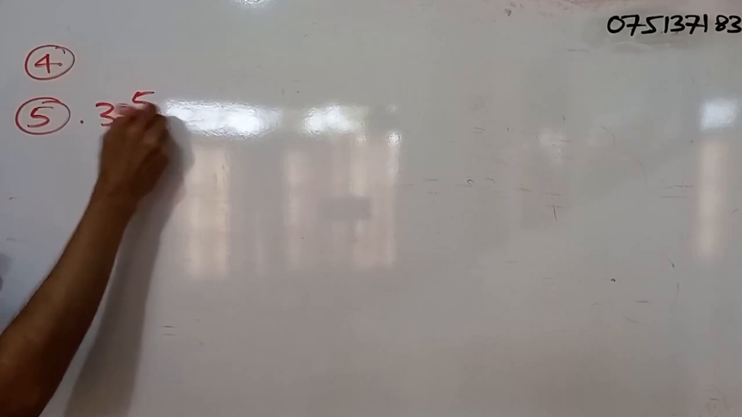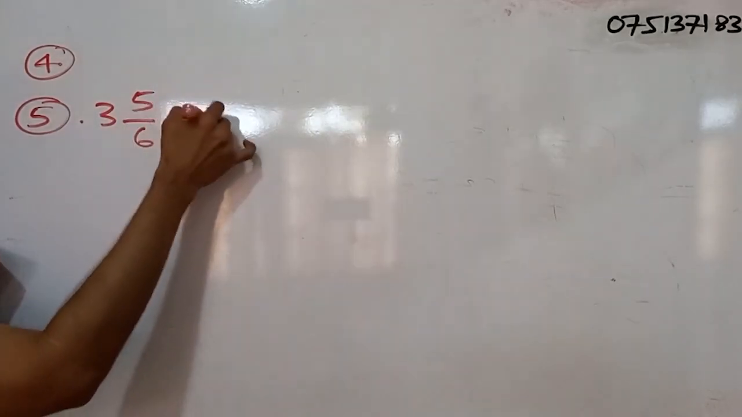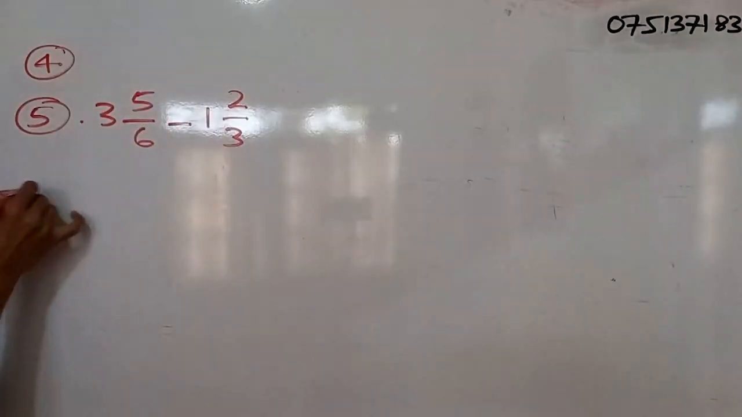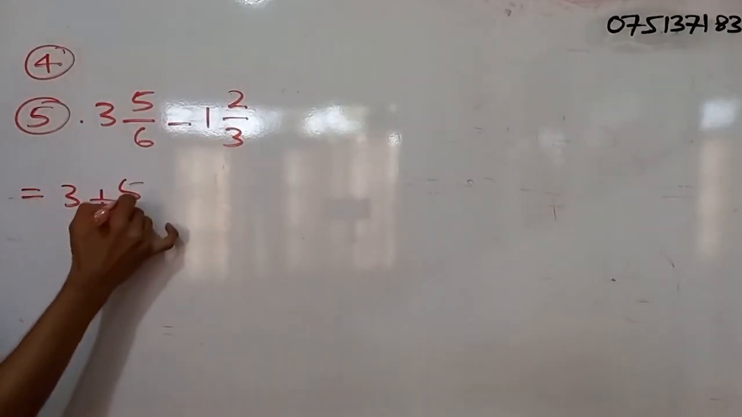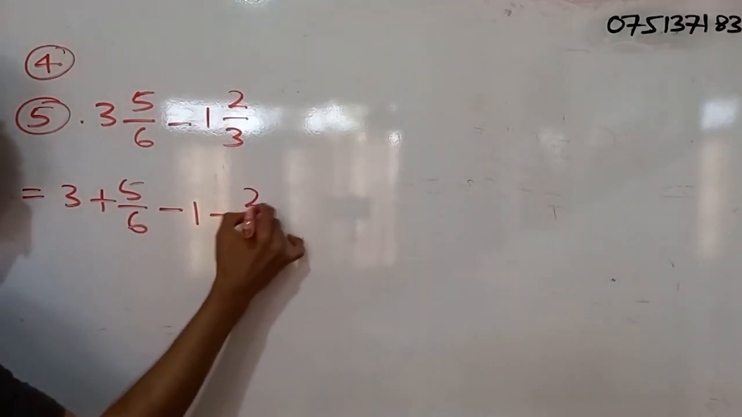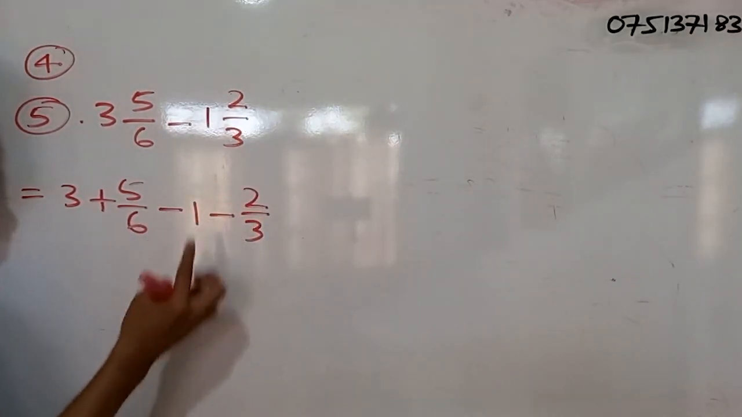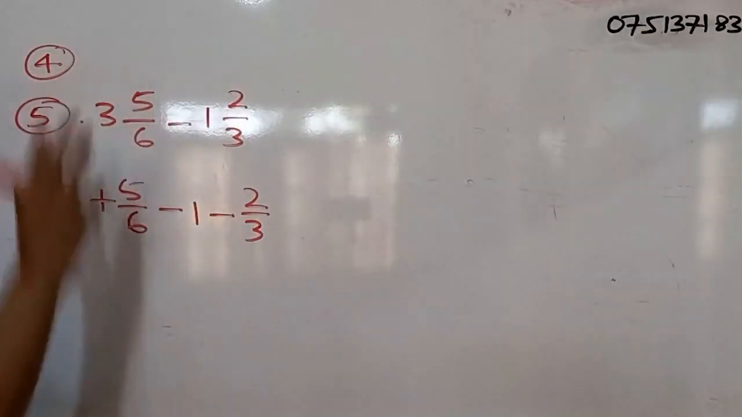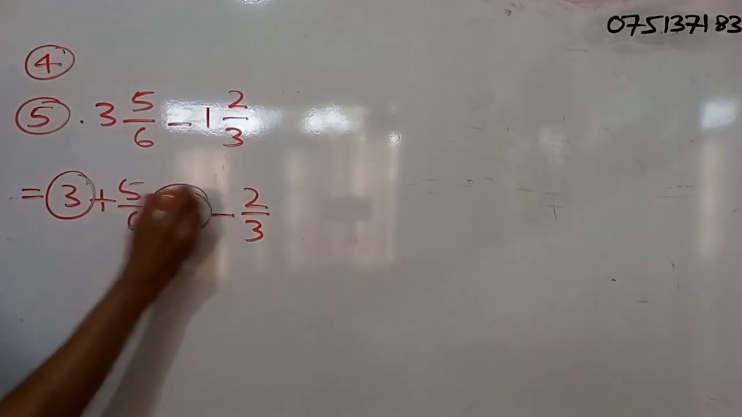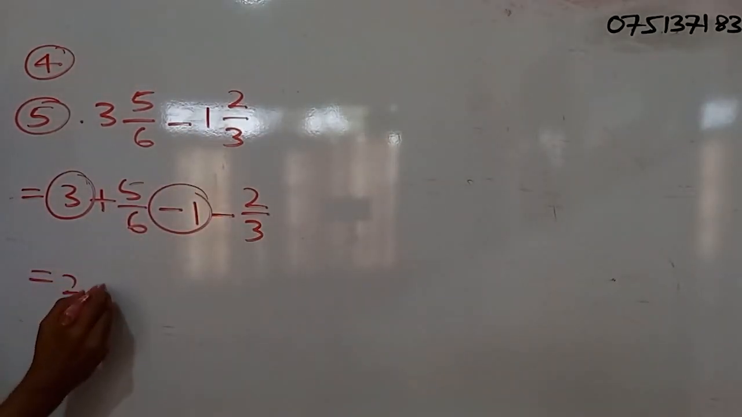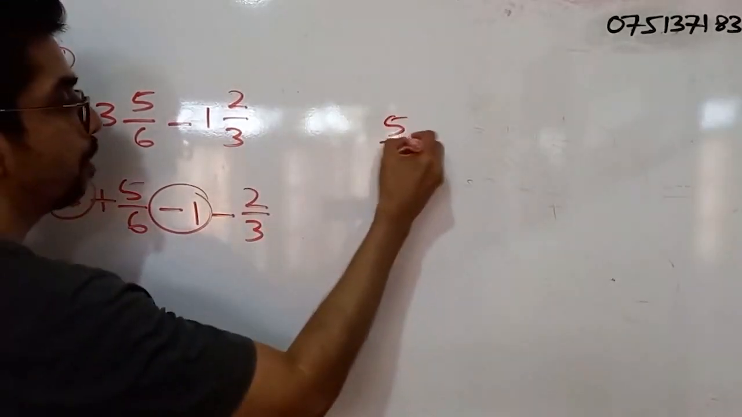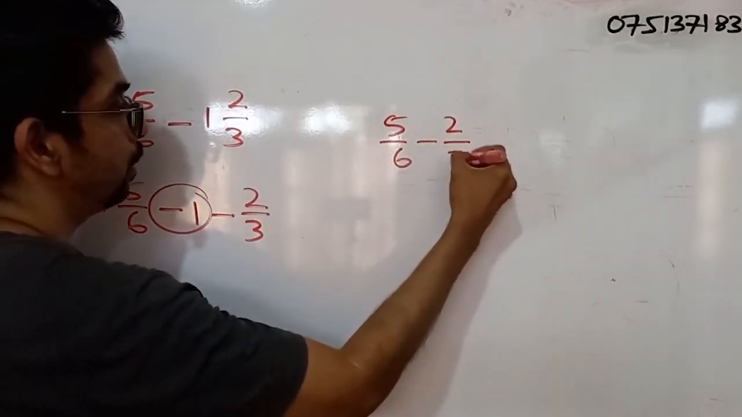3 and 5 by 6 minus 1 and 2 by 3. Here also I can break this into 3 plus 5 by 6 minus 1 minus 2 by 3. Why here 2 minuses? We have to subtract this whole thing from this, no? That's the reason, right? So 3 minus 1, we know that is 2, plus, how do we simplify this? 5 by 6 minus 2 by 3.